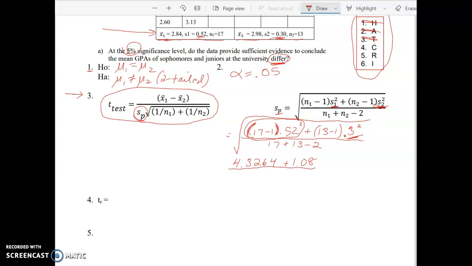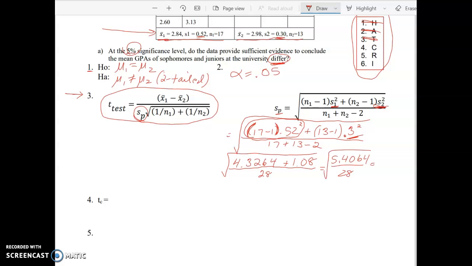And this bottom here, 17 plus 13 is going to give you 30, minus 2, that gives you 28. So that's what's going to be in the bottom. And this whole thing is square root. Don't forget your square root. So when we add the top part up, we get 5.4064 divided by 28.